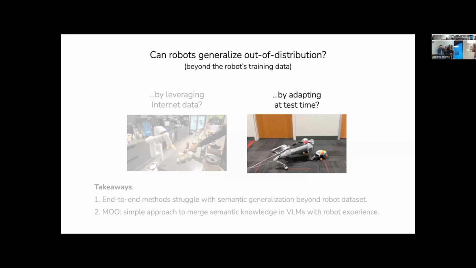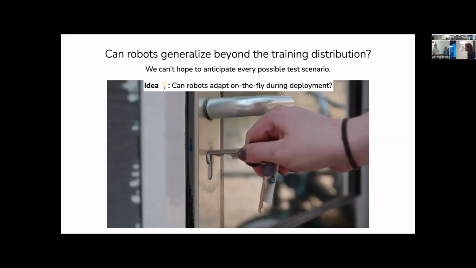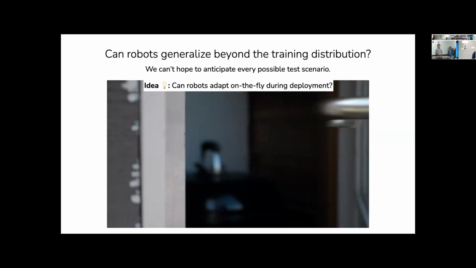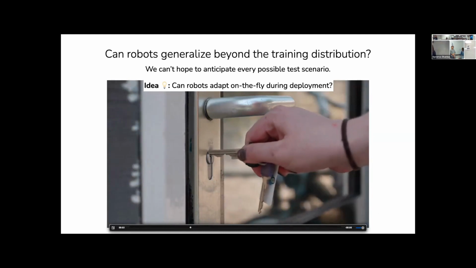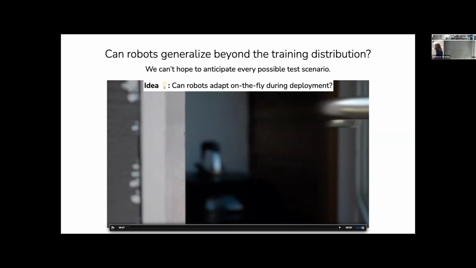And so what I'd like to talk about in the second half of the talk is whether the robots can actually adapt at test time from data that they've collected in real time. And the idea is that if we can't anticipate every possible scenario, maybe we can adapt during deployment. And in fact, I think that there's some evidence that humans do something like this as well. So in this video, it's somewhat subtle, but if you watch carefully, when the person is trying to open the door, they actually first put the key in the wrong spot, and then they have to adjust and adapt their strategy to inserting the key before opening the door successfully.